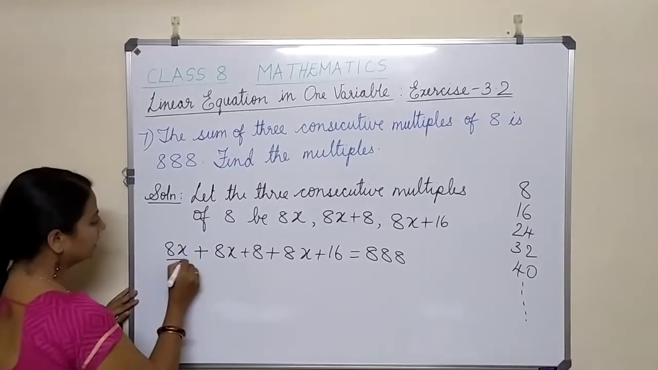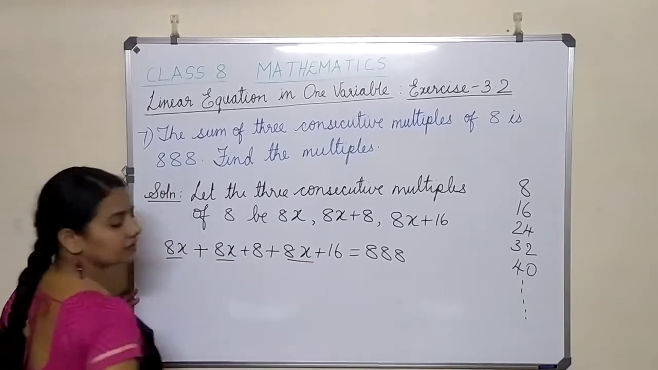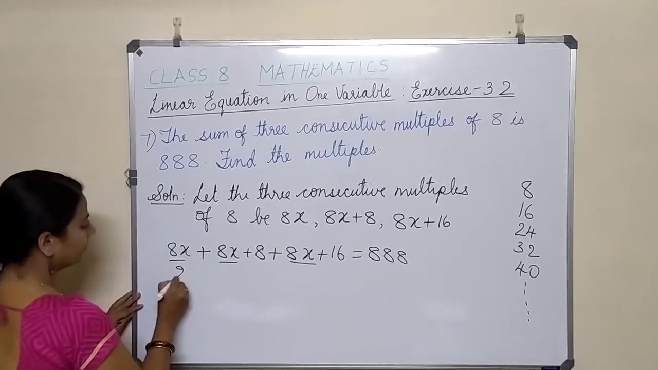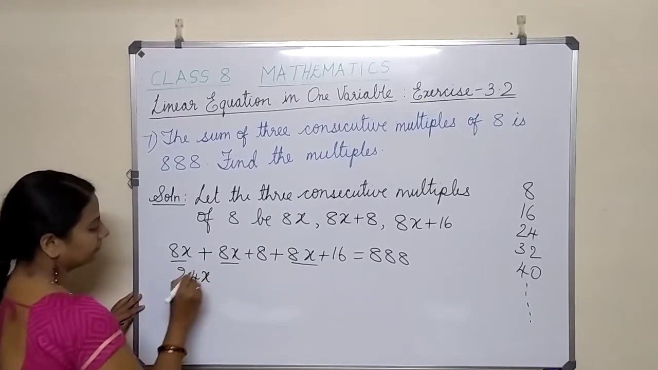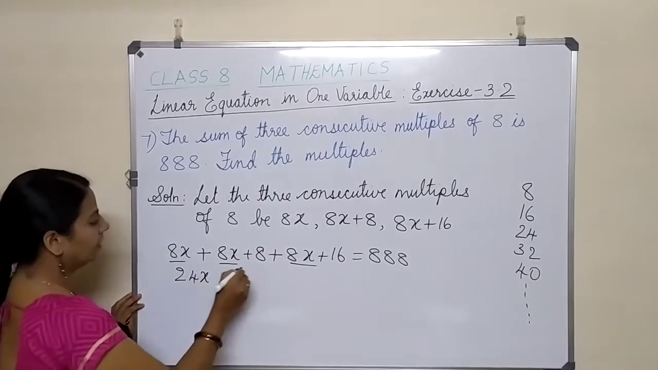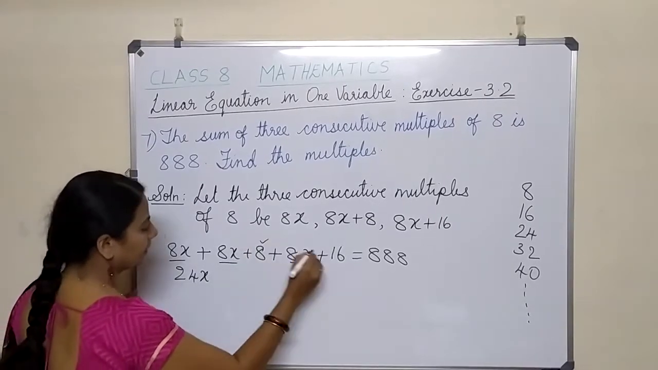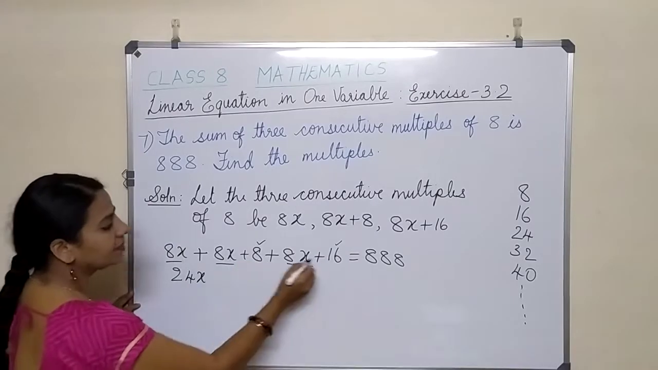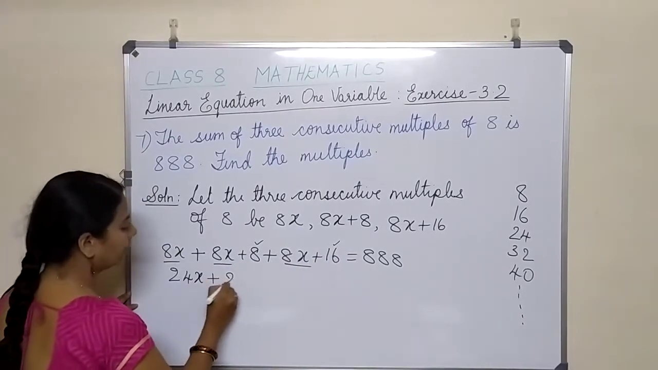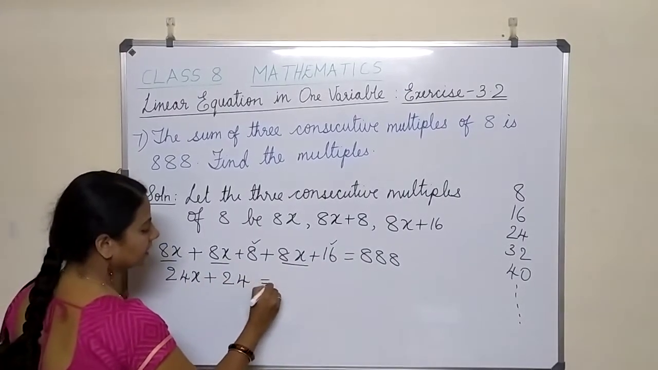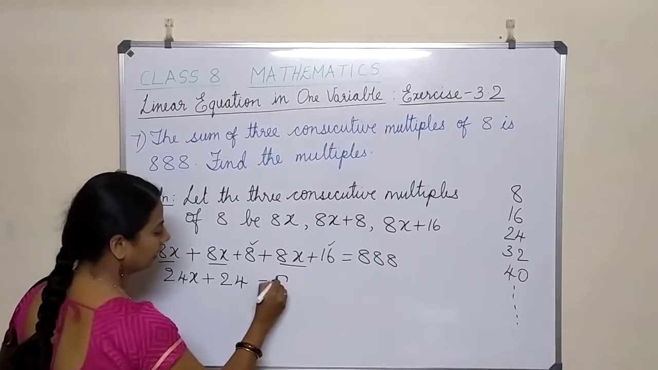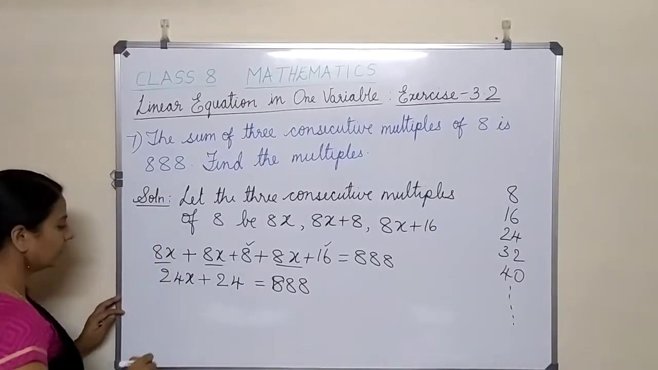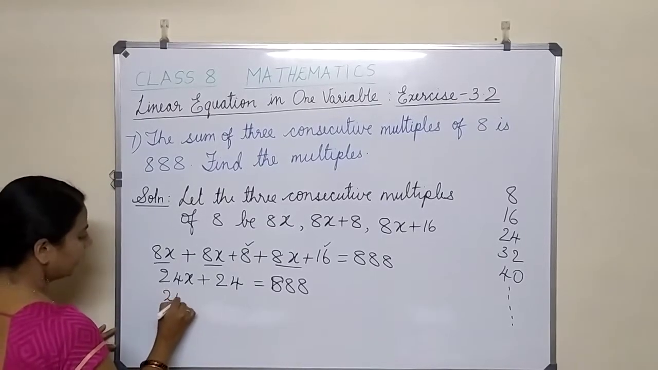First we will segregate all the like terms. 8x plus 8x plus 8x gives you 24x. Right? Now add the constants, 8 plus 16. 8 plus 16 is 24. So this is equal to 888. Okay. Now what is the next step?